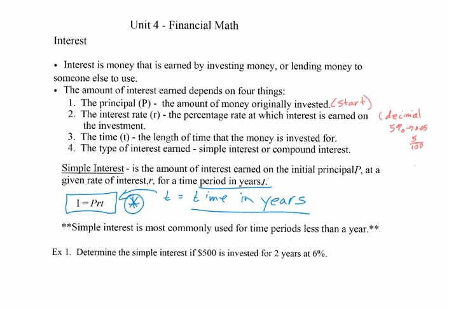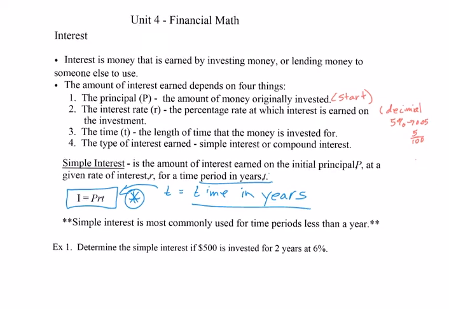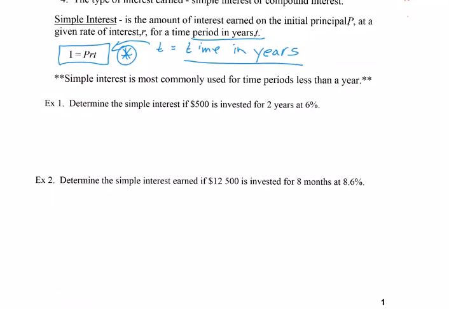So let's go over some problems. Determine the simple interest if $500 is invested for 2 years at 6%. You'll always get a mark for writing your equation, and then a mark for the appropriate substitution. Now notice that since the amount of time invested is in years already, we don't have to change it. Punching that directly in your calculator, you're going to get the following. $60.